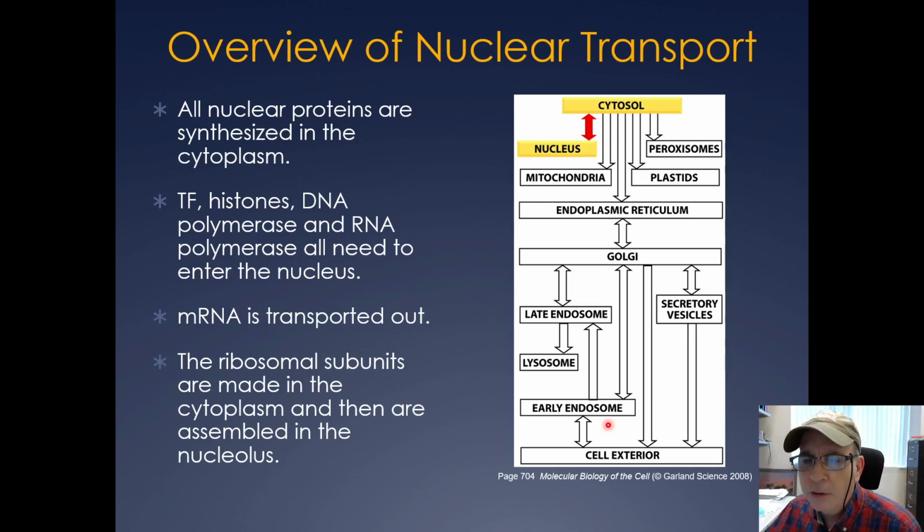And as I mentioned just a few slides ago, it's bidirectional, right? Proteins are made in the cytosol, messenger RNA is made in the nucleus, and there's this bidirectional transport. Okay, so all proteins are synthesized in the cytosol. You can think of the transcription factors, histones, DNA polymerase, RNA polymerase, all the DNA repair enzymes, the general transcription factors. They're all made in the cytosol and transported into the nucleus.